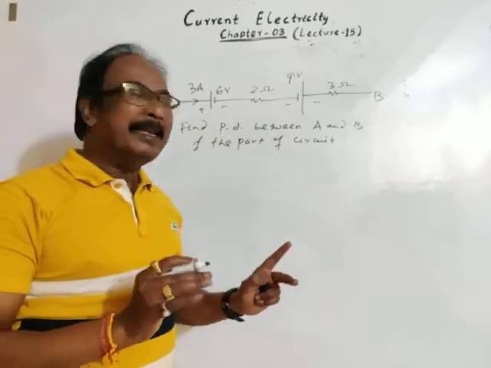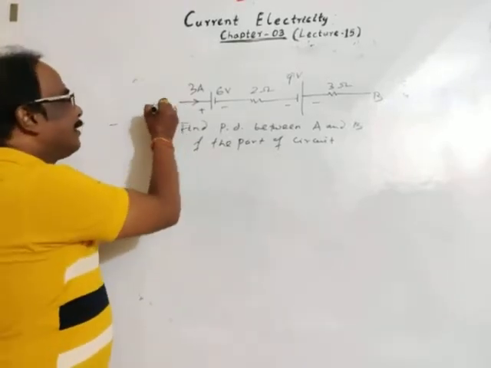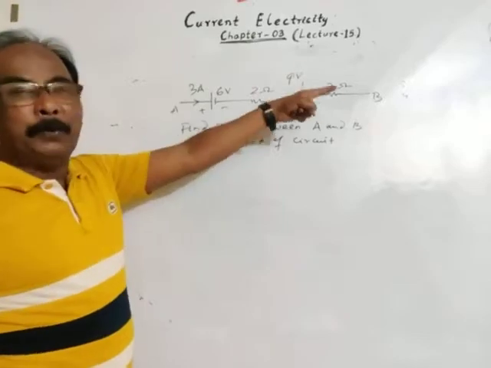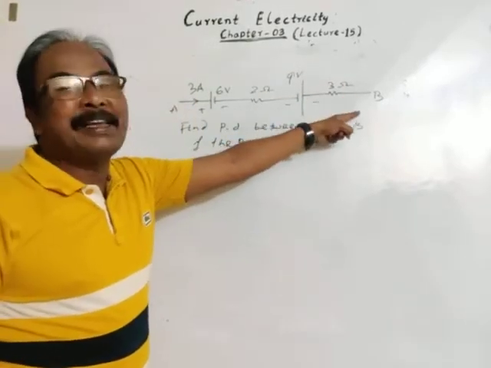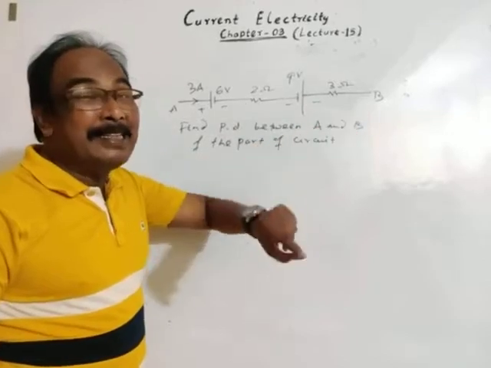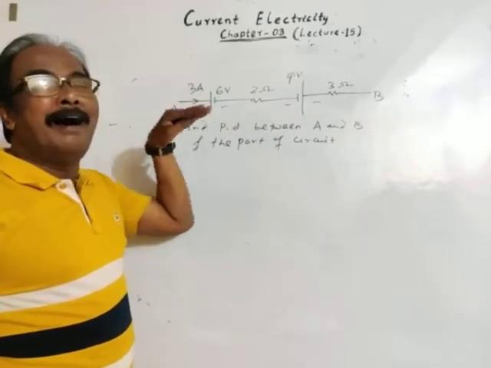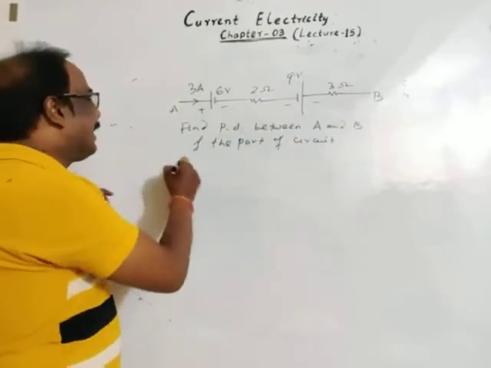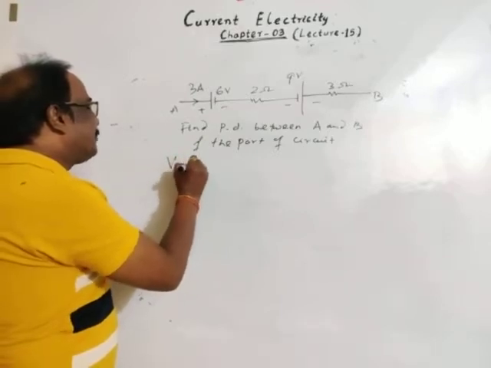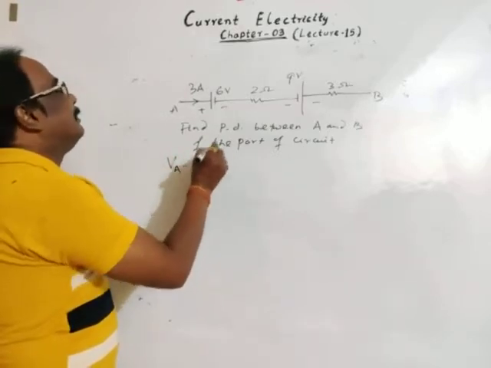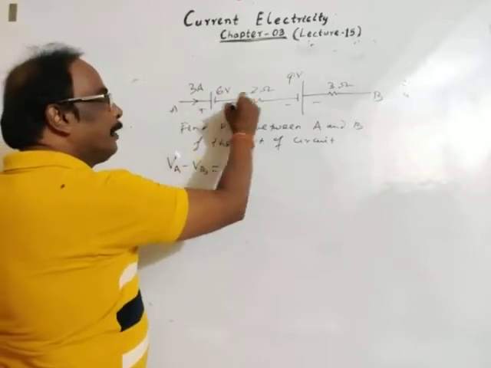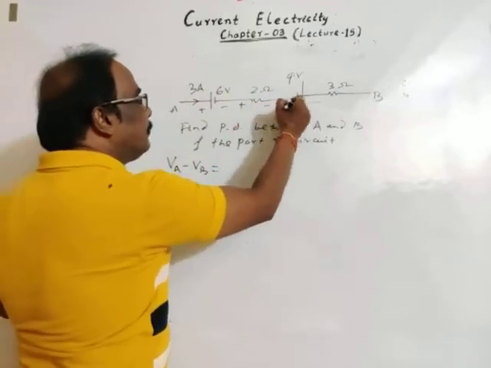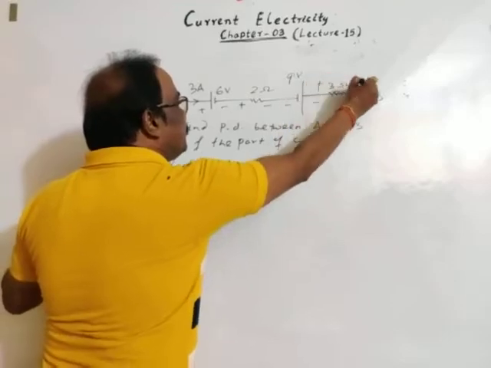Very easy. So we may write current is flowing from A towards B. Obviously A is at high potential, B is at low potential. Conventional current flows from high potential to low potential directly. We may write VA minus VB. So 3 ampere current is flowing. This is the single path, positive to negative.